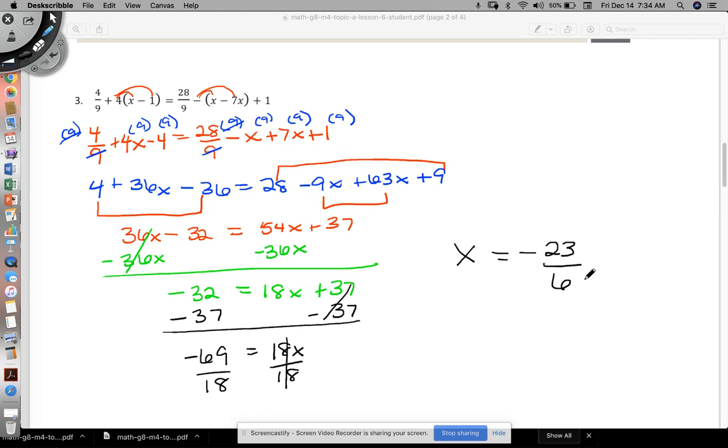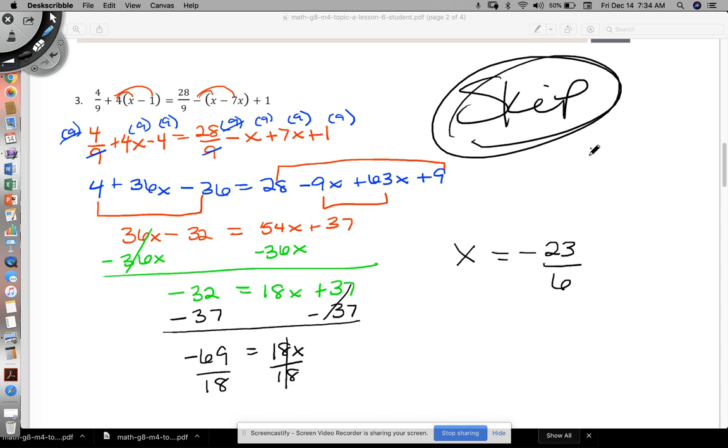All right, so you guys are going to do 4 and 5 on your own, but here's the best part. You can put skip on number 6. You don't need to do number 6.